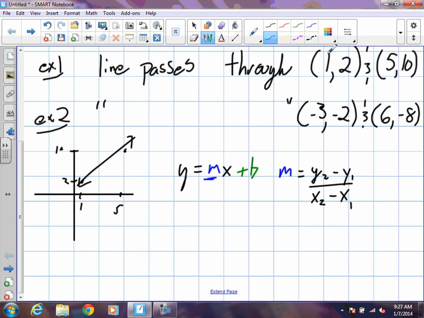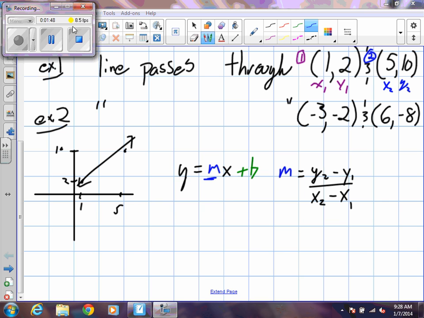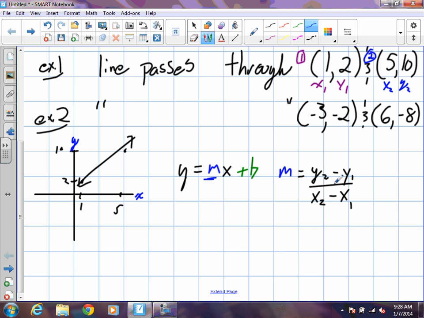So I'm going to call this my coordinate number 1. So this will be my x1, and this will be my y1. And I'm going to call this my coordinate number 2. So this is my x2 and my y2. Okay? All right, so since we've laid those out now, we're going to just plug these values into our equation.